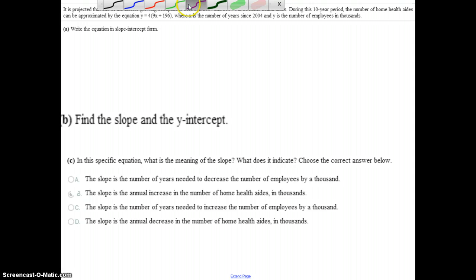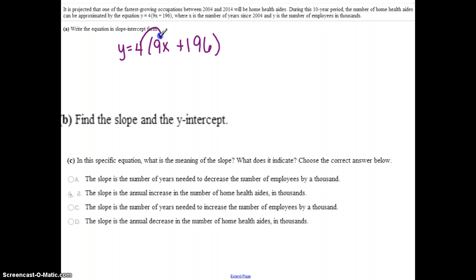Okay, this is one that you might see on there, so I just wanted you to see an example. They give you something that looks like this, and they would like it to be in slope-intercept form, which means you're going to have to distribute the 4 to each one of these. So in this one, 4 times 9x is going to give me 36x. 4 times 196 is going to be 784, which means in this one my slope is going to be 36 and my y-intercept is 784.